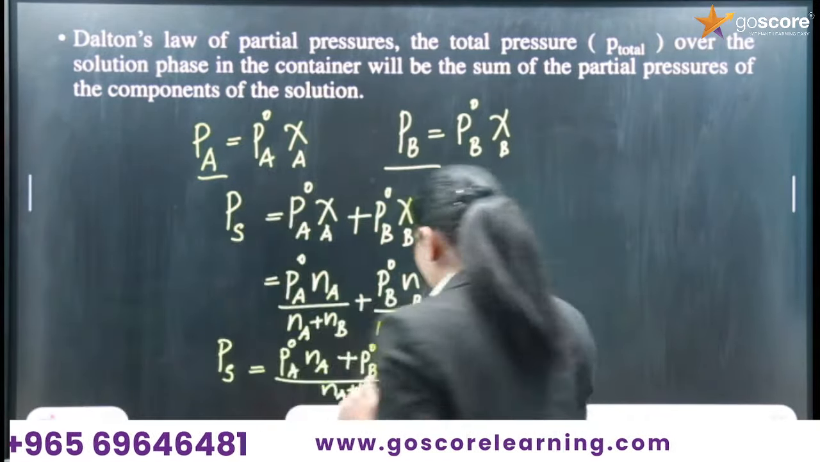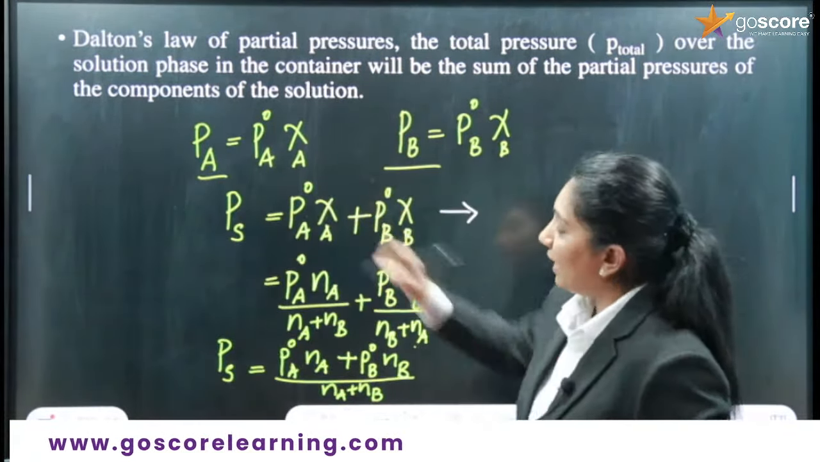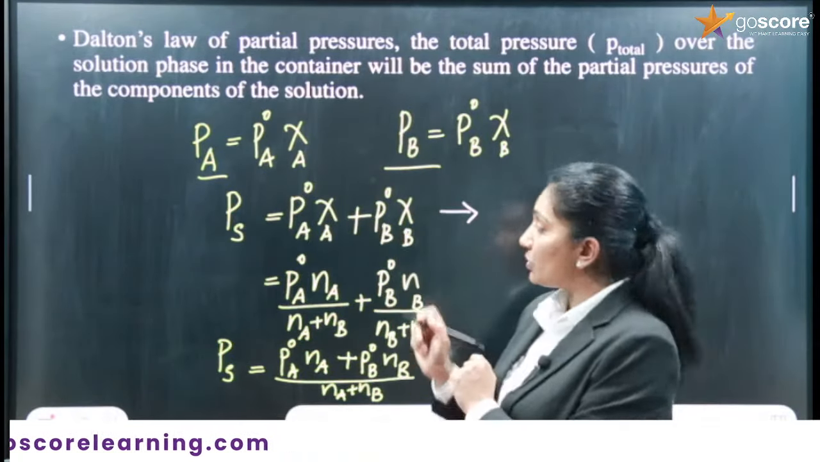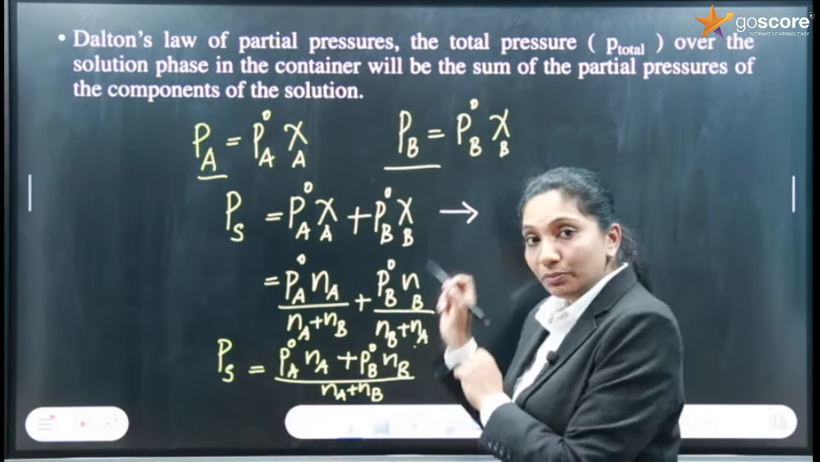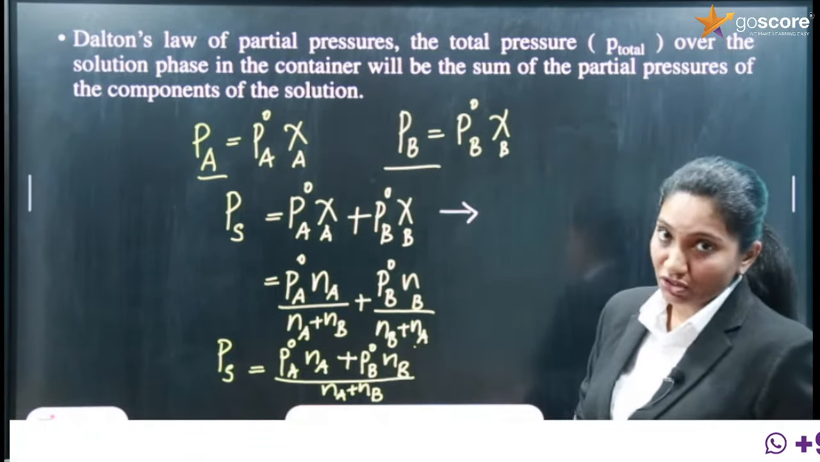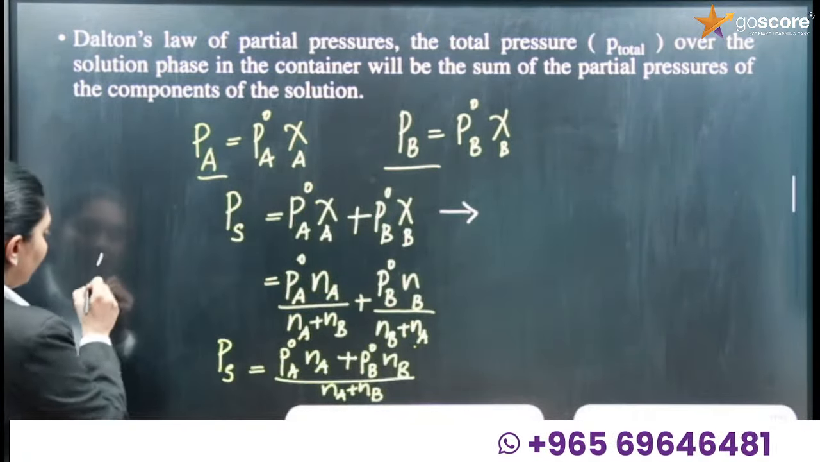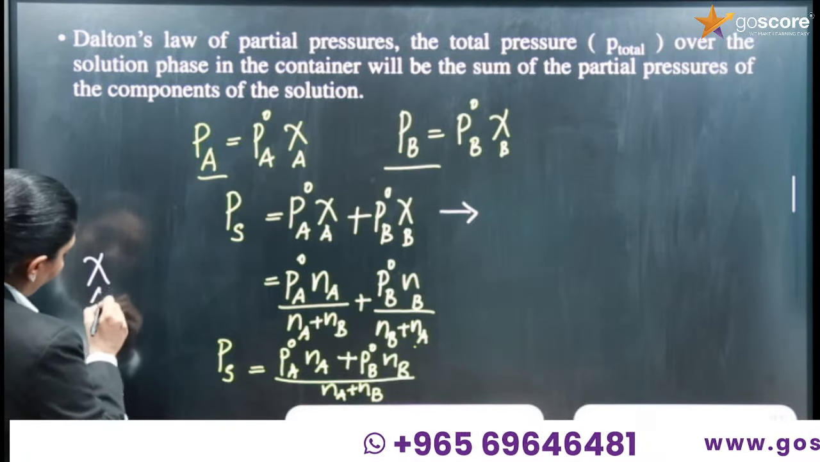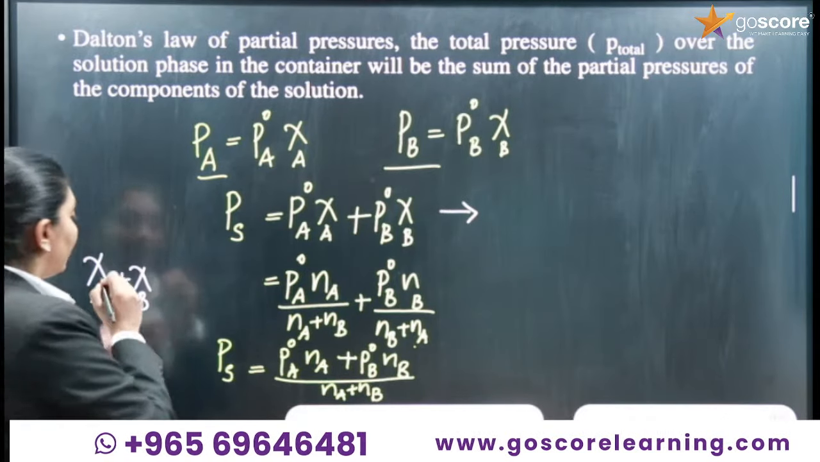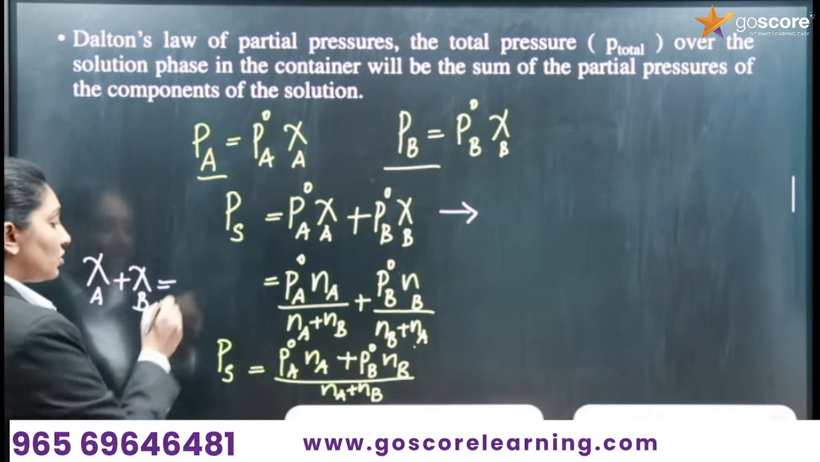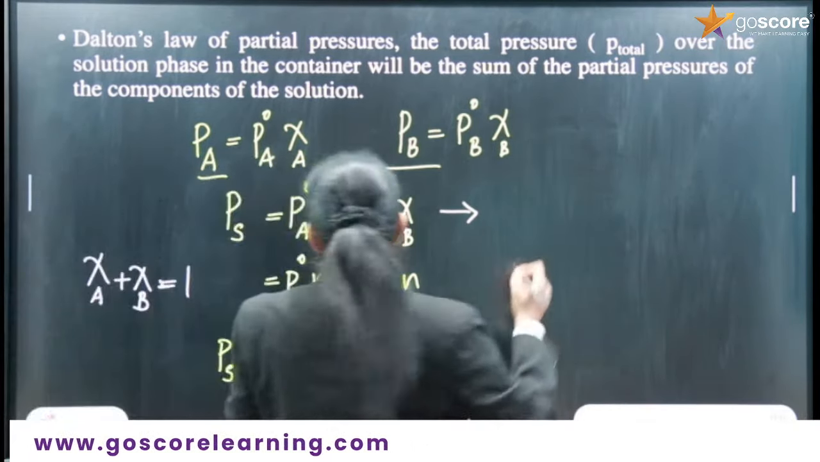And also one more thing. See, here we got it like this, right? PS is equal to the vapor pressure of the pure component A into mole fraction of A plus the vapor pressure of the pure component B into mole fraction of B. Isn't it? So, we already know that the mole fraction of A plus the mole fraction of B, if it is a binary solution, the sum of the mole fractions of the components will be equal to 1, right? So, I can rearrange like this.